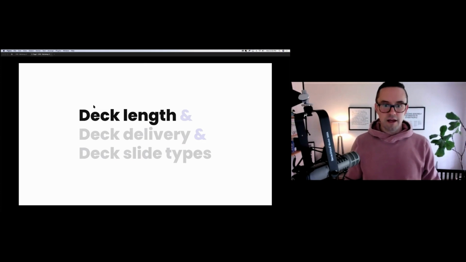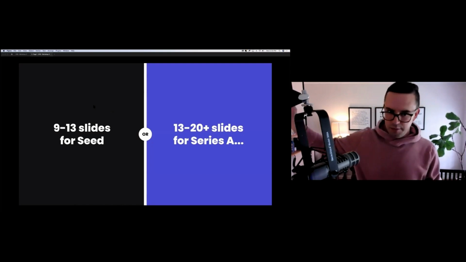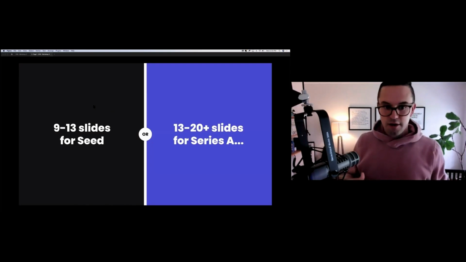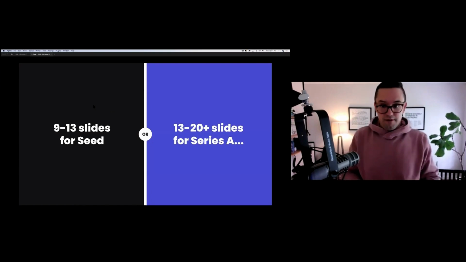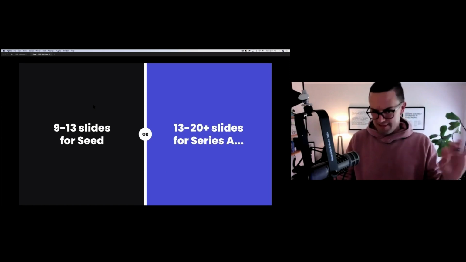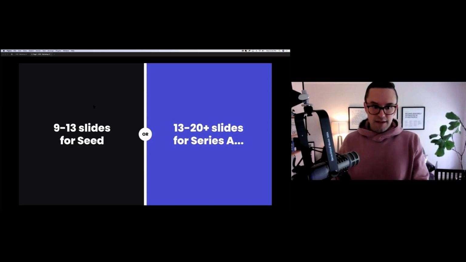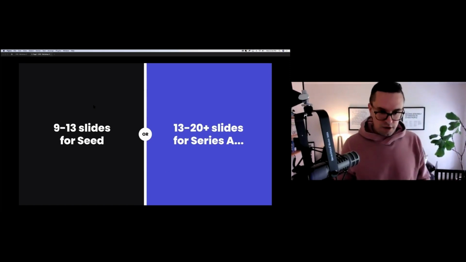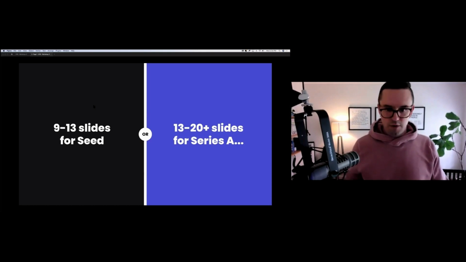First thing, deck length. Very easy, 9 to 13 slides for seed, 13 to 20 slides for series A and up. The reason why, usually 9 slides is pretty perfect for a seed deck. If you're up to the 13, it's pushing it a little bit, unless you have a solution slide that's actually 2 slides, but it's one concept, that's okay. But like 9 distinct slides with 9 distinct parts of the structure. And you'll see from other VCs what they're expecting.